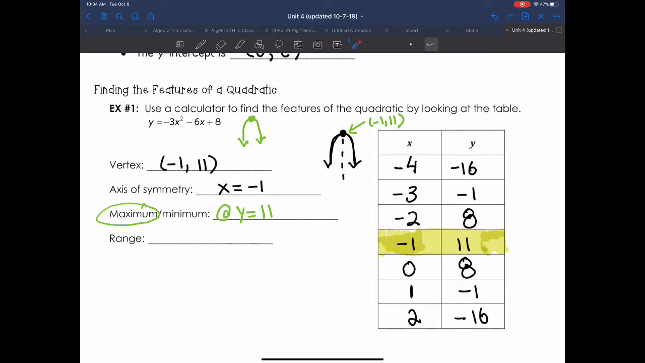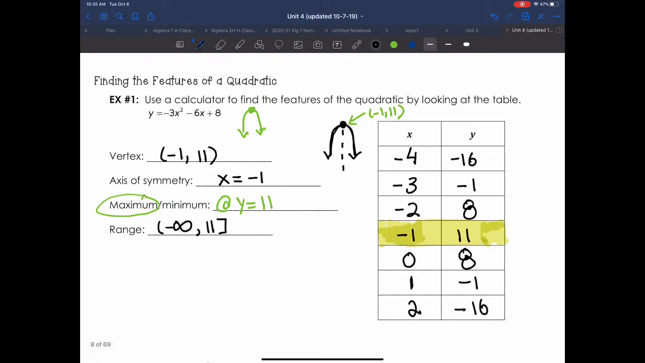So that means that the range is going to be represented by all of the values beneath the vertex. So the way I'm going to represent that is I have to go from negative infinity, because that's all the values going down to negative infinity. But my range is going to stop right up top there at 11, and I am including 11 because the vertex is negative 1, comma 11. So I am including 11. That is a solid dot on my graph, but my range is going to be all the way from negative infinity up to that vertex at positive 11. And that is how you use a calculator and a table of values to figure out the features of a parabola. Let's go ahead and move to the next page.